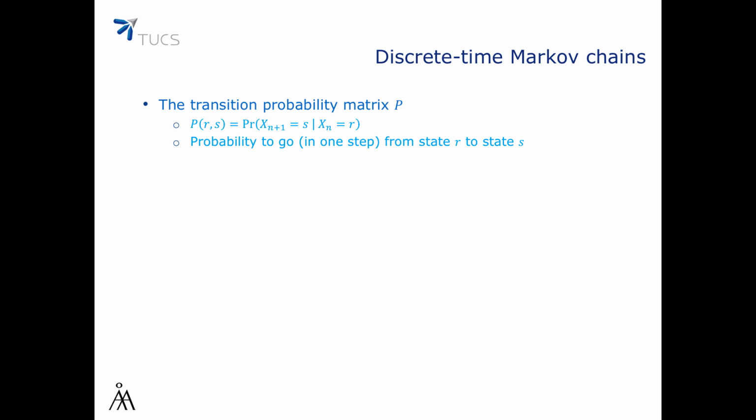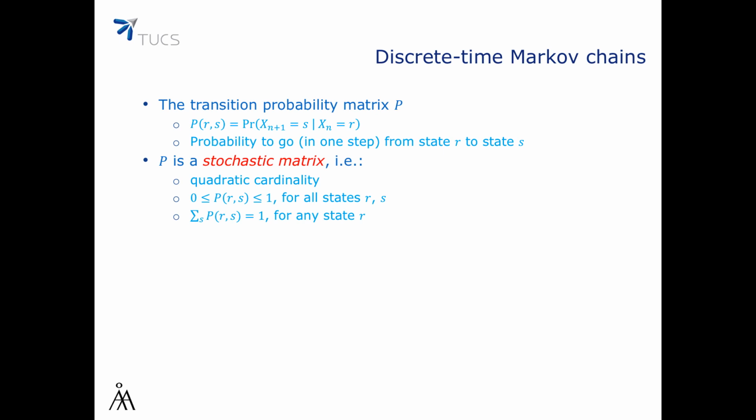We denote that matrix as P, and its entry on row R and column S simply tells us the probability that the model will go in one step from state R to state S. P is also called a stochastic matrix, which means that it is square, P of RS is between 0 and 1 for all states R and S, and the sum of these probabilities over all S has to be 1, because from state R we will go somewhere. It's also easy to see that the nth power of matrix P is also a stochastic matrix for any n greater than or equal to 1, and we will return to this point in a short while.